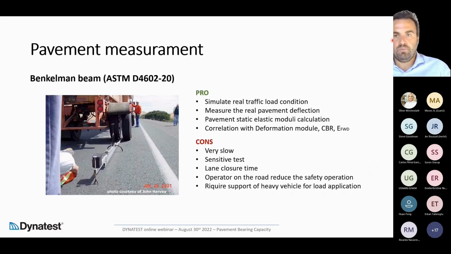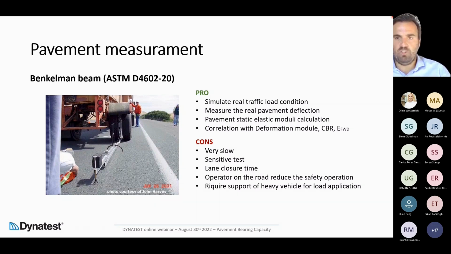What is the Benkelman beam? It is a beam placed in the middle of the dual axle load of a truck, and the beam measures the deflection of the pavement. Then the truck moves away, and the system records the deflection of the pavement without the load. The difference provides some information about the residual deformation. So the positive point is that it simulates the real traffic load condition, because of course the load is a real truck.